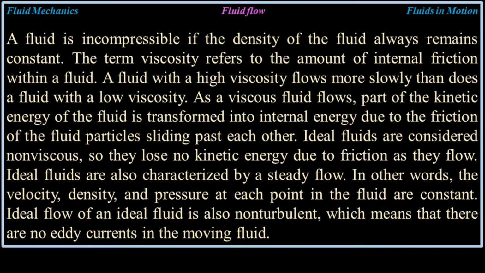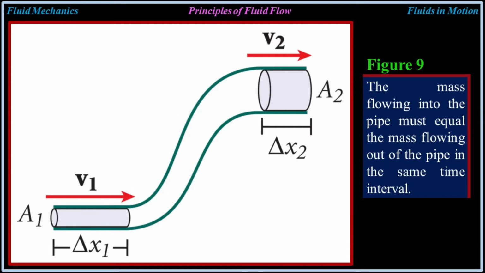Ideal fluids are also characterized by a steady flow. In other words, the velocity, density, and pressure at each point in the fluid are constant. The flow of an ideal fluid is also non-turbulent, which means that there are no eddy currents in the moving fluid. Figure 9: the mass flowing into the pipe must equal the mass flowing out of the pipe in the same time interval.